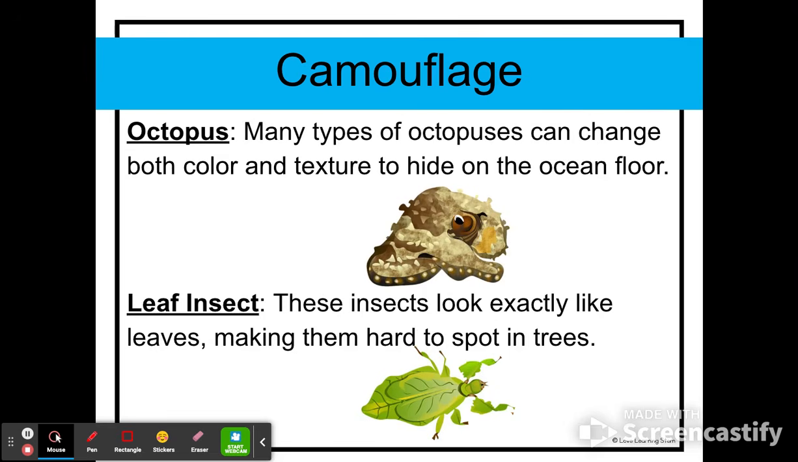We also see octopus and leaf insects. Octopus can change both color and texture to hide on the ocean floor. Insects, the ones that look like leaves, can look exactly like leaves, making them really hard to spot in trees.